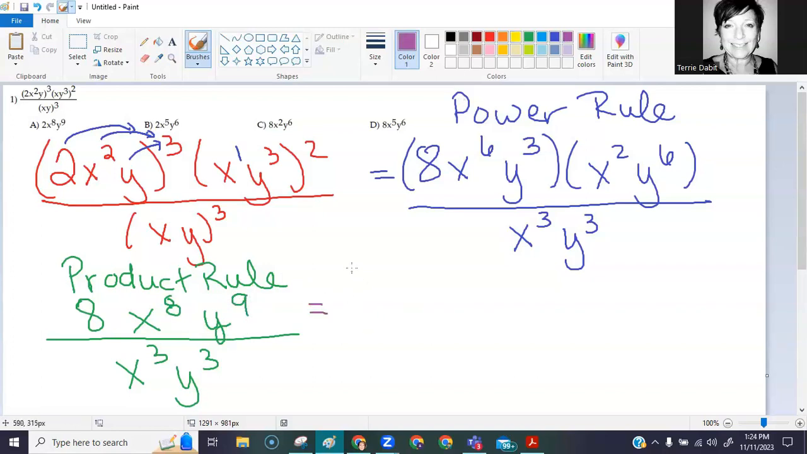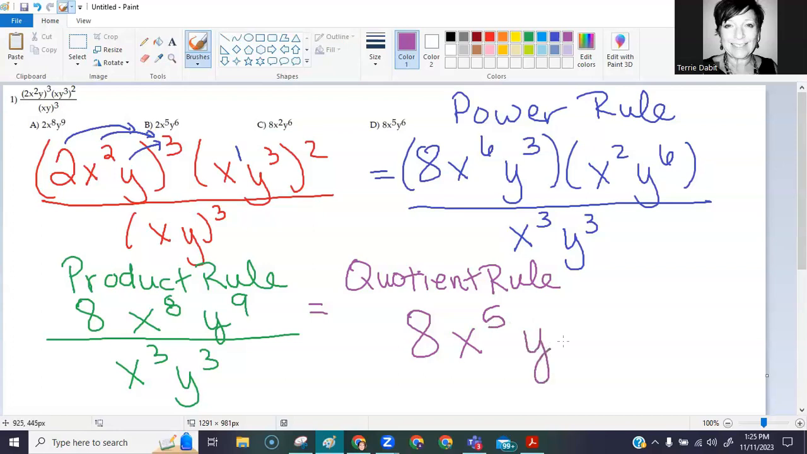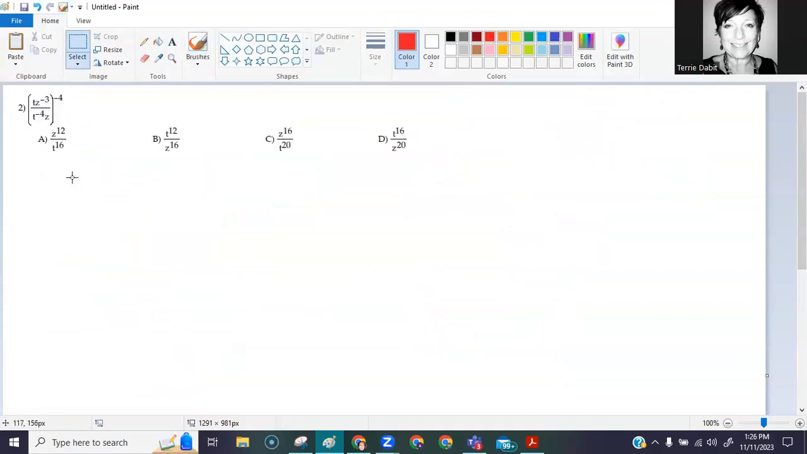Next, I will use the quotient rule. The quotient rule says that we are going to subtract our exponents as long as the base is the same. 8 over 1 gives me 8. And my x term, 8 minus 3 is 5. And then my y term, 9 minus 3 is 6. Final answer. Okay, let's get ready for number two.